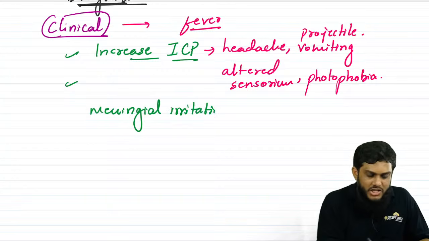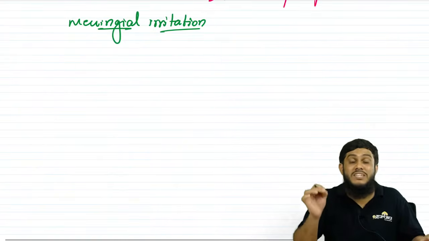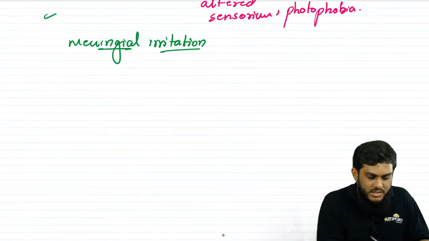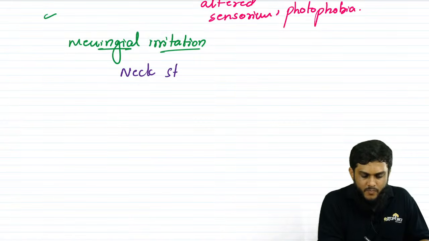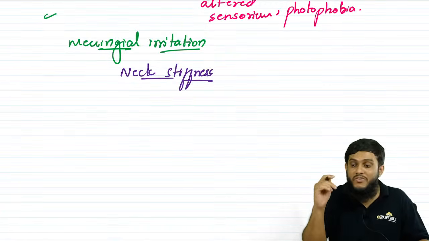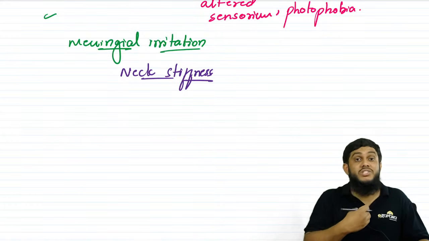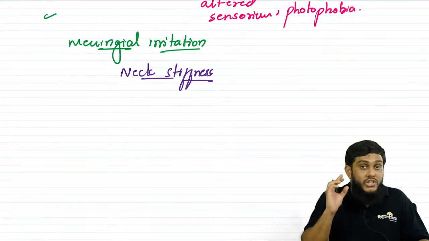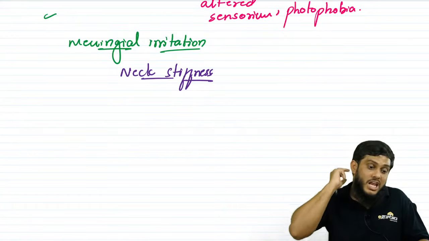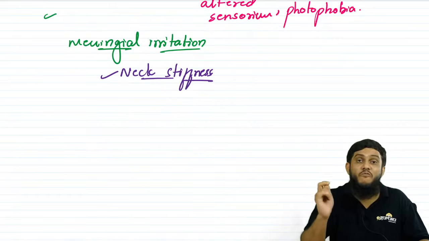When there is inflammation of the meninges, we know the meninges are irritated. So the signs of meningeal irritation tell us that the patient is suffering from meningitis. The first important sign is neck stiffness, or neck rigidity. When we ask the patient to flex the neck and touch the chin to the chest, the patient is not able to do so and may feel pain when trying. That is due to neck stiffness, a very important sign of meningeal irritation.